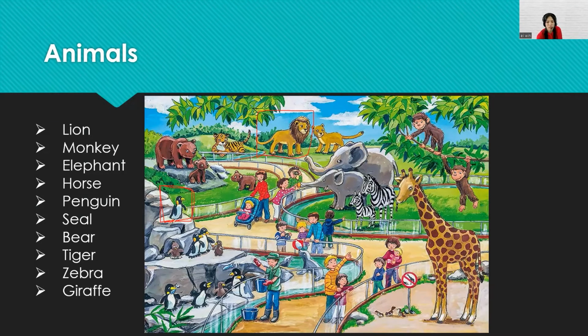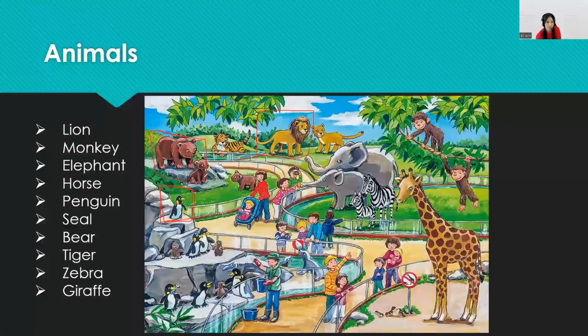Okay, next one. It has brown colors and it is dangerous for the people as well. So we can see it in Mandalay Zoo. So what animal is it? It is not a small animal, it is big. What animal is it? Yes, you are right. Bear. So there are 3 bears here in this picture. 1, 2, 3. 2 baby bears and 1 mother bear.